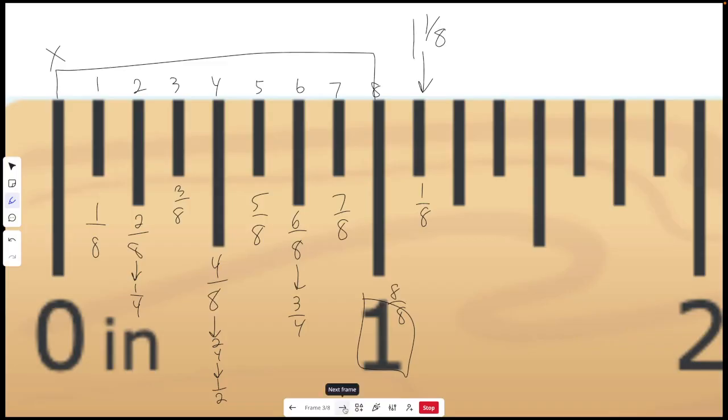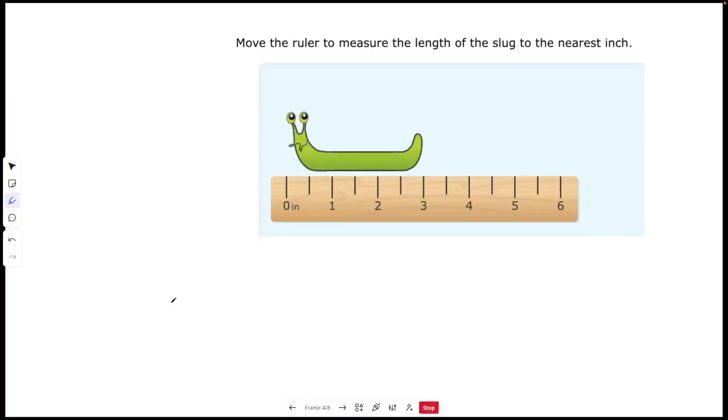So now let's practice this. Let's measure some things. Here we have a slug, and it says measure to the nearest inch. When it says nearest inch, it just wants the nearest whole number. This goes from 0 inches up to 3 inches. I didn't draw a very straight line, but it's closest to the 3, so my answer here is just 3 inches.